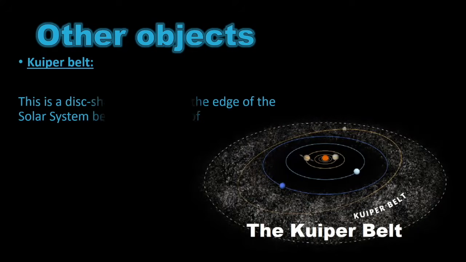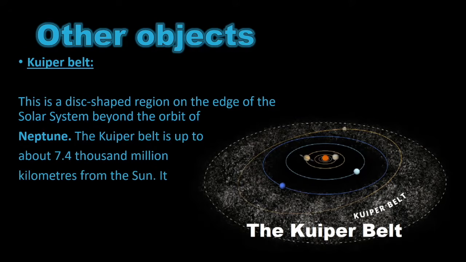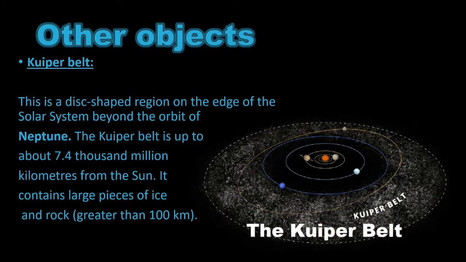Then we have Kuiper's belt, which is a disc-shaped region on the edge of our solar system just beyond Neptune. Kuiper's belt is about 7.4 thousand million kilometers away from the Sun, and it contains very large pieces of ice and rock. They're actually quite big. They can be greater than 100 kilometers in width.